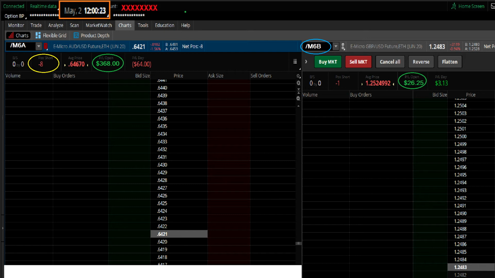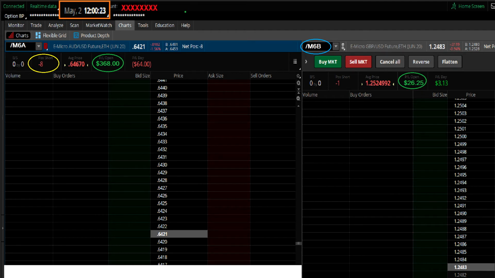I took just one contract. I shorted it. And you'll notice that in the green circle there, on the right-hand side of the screen, it says a positive $26.25. So by Friday close, I was up $26 on this particular trade. Now, I didn't close this position because I think there's still a little bit of room for profit on this. Okay? All right, let's look at the next screenshot.